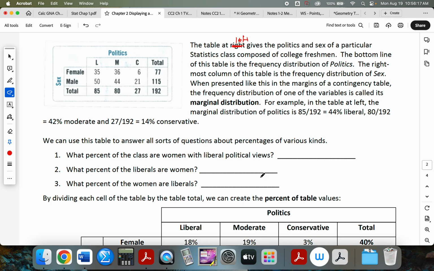And there are all kinds of questions that we can answer when we get a table like this. What percentage of the class are women with liberal political views? You have to pay attention to the "of the class," "of the something," because that's telling you your whole group. So how many people were in the class? 192. That's going to be your denominator. And in this class, how many of them are women with liberal political views? 35. And that comes out to be 18.2%.